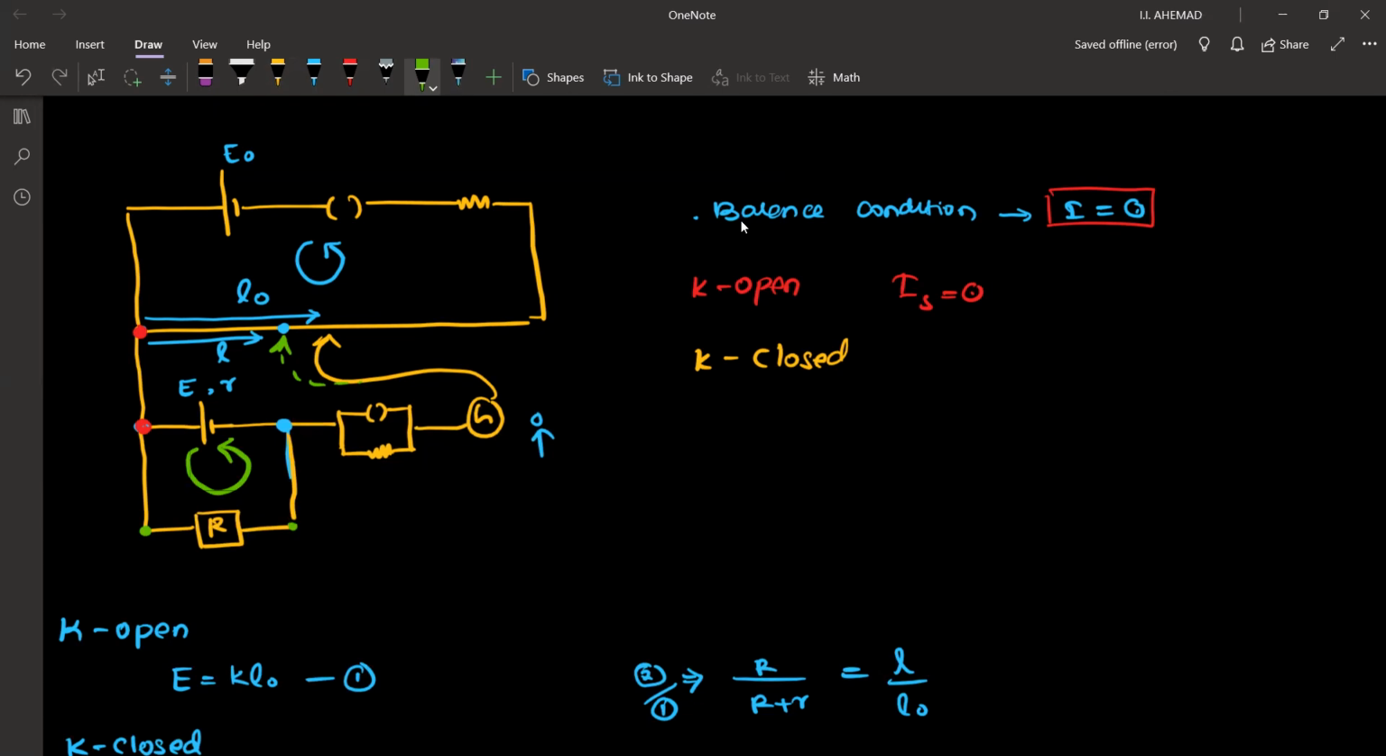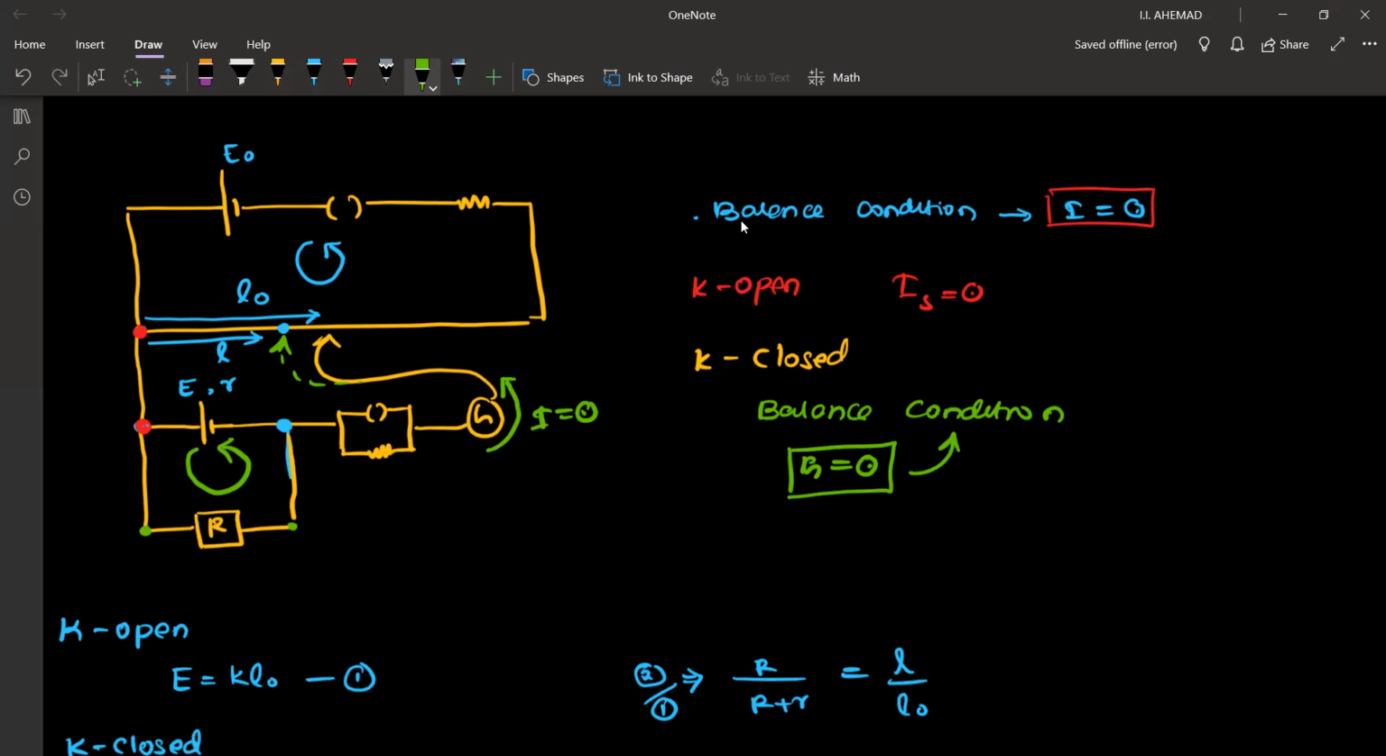Okay. When I say balance condition, during this situation, that means still the galvanometer reading should be zero, right? If the galvanometer reading is zero, then only we get a balance condition. Okay with that? When the galvanometer reading is zero, then only it's a balance condition. For the galvanometer reading to be zero, the current to the galvanometer has to be zero.